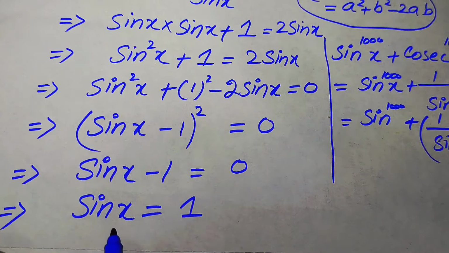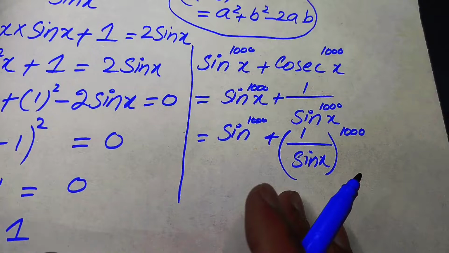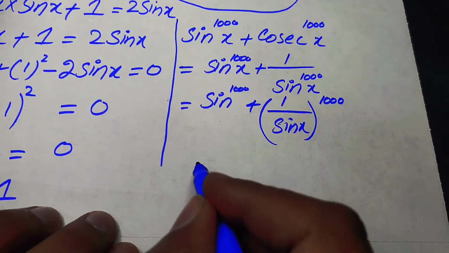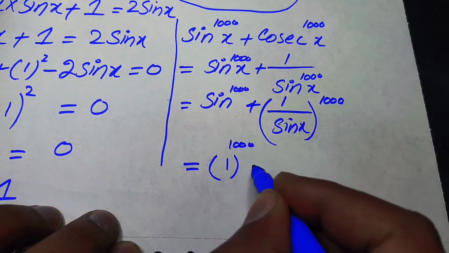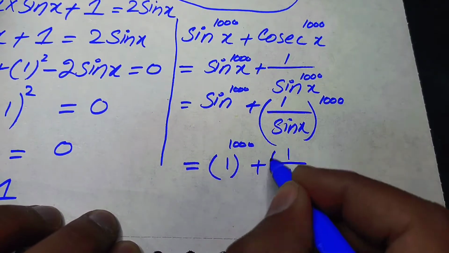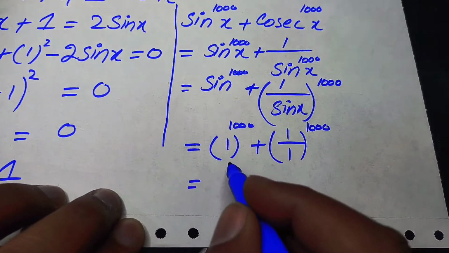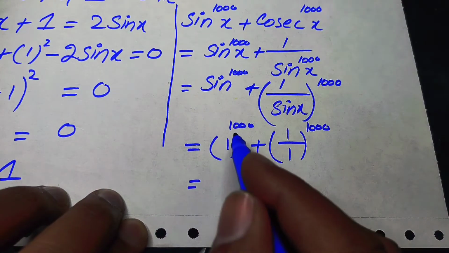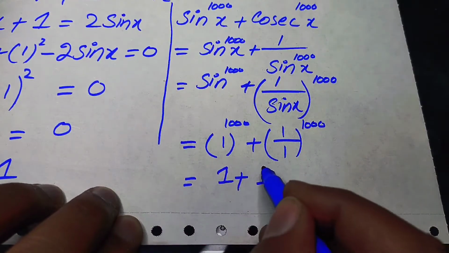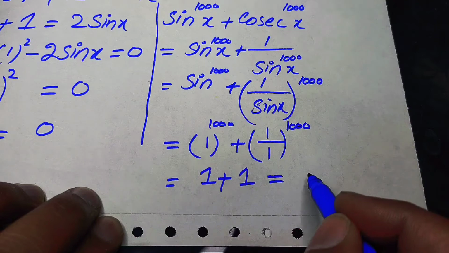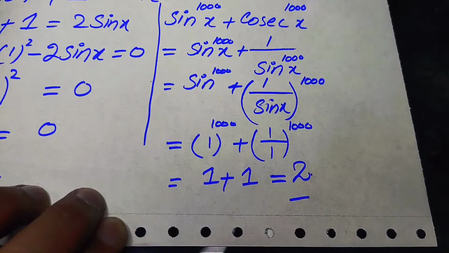Now we substitute the value of sine x, and we know that sine x is equal to 1, so we substitute sine x equal to 1 in this expression and we will get 1 to the power of 1000 plus 1 over 1 to the power of 1000. So we know that 1 to the power of 1000 becomes 1 and this also becomes 1. So finally we will get 1 plus 1 is equal to 2, and this is our final answer.